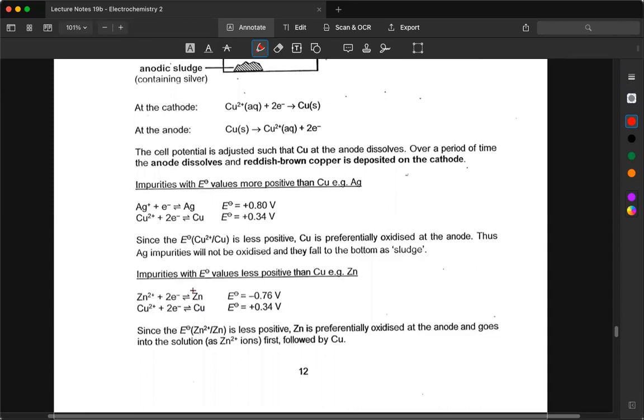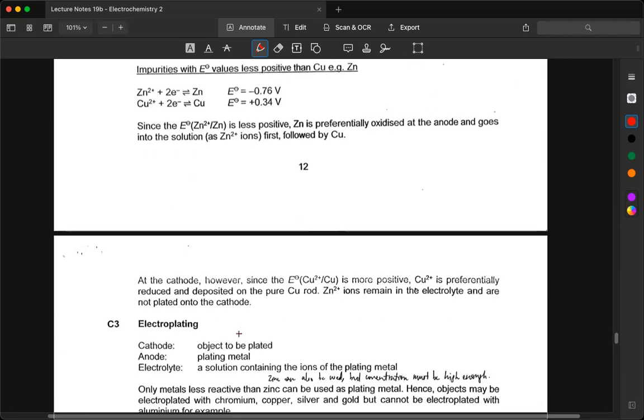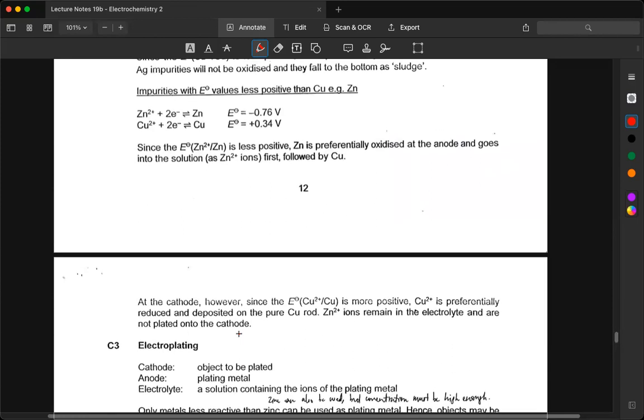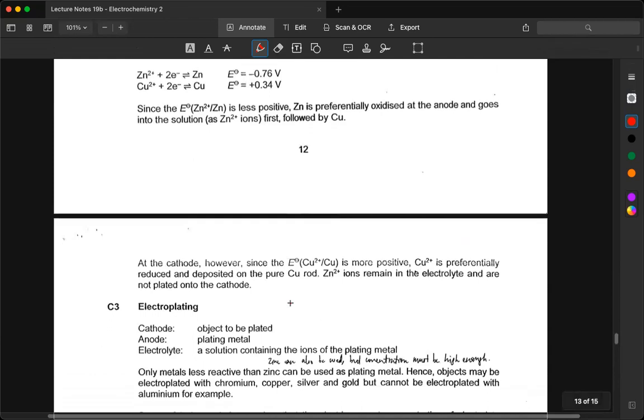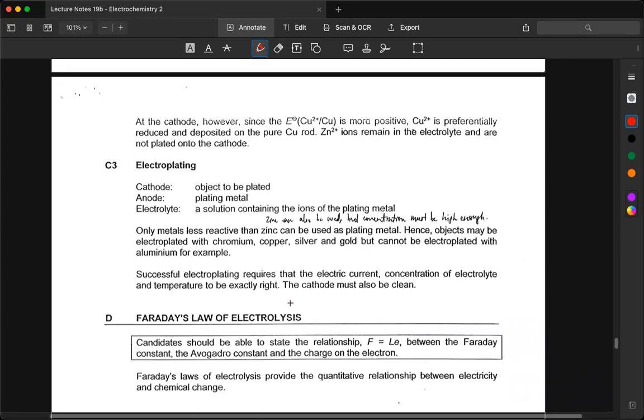For those impurities that are more reactive than copper, meaning their E0 value is less positive, like zinc, zinc will be preferentially oxidized, but then it will just go into the solution and remain there. Because at the cathode, copper(II) to copper is more positive. So copper 2+ is preferentially reduced. So at the cathode, we look at the more positive one. So it will be reduced and deposited at the cathode. And zinc 2+ will just remain in the electrolyte and be thrown away later or dealt with.